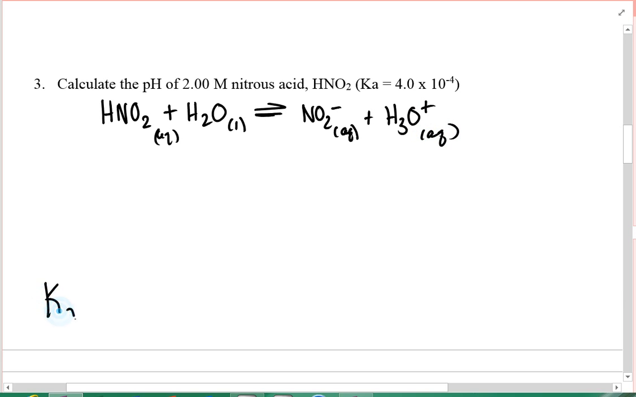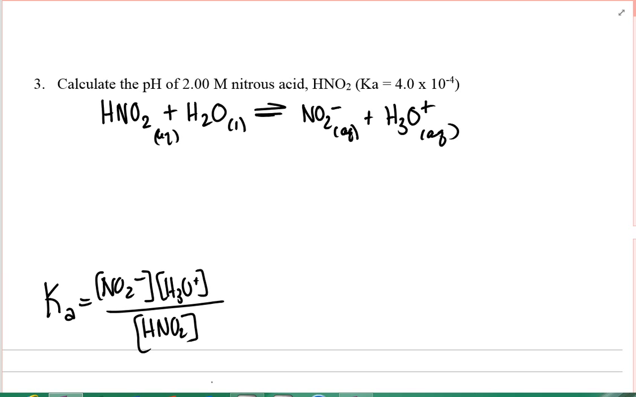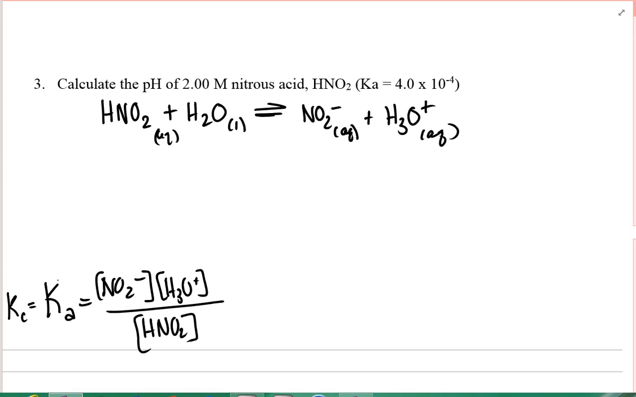We can write a K expression for this reaction. This is a Kc expression, so we're using brackets to represent the concentration in molarity, and we put products over reactants, and we leave out water because water is a liquid, and we leave out liquids and solids. Since this is an acid, we call this Kc expression a Ka. So Ka is just an example of a type of Kc expression.